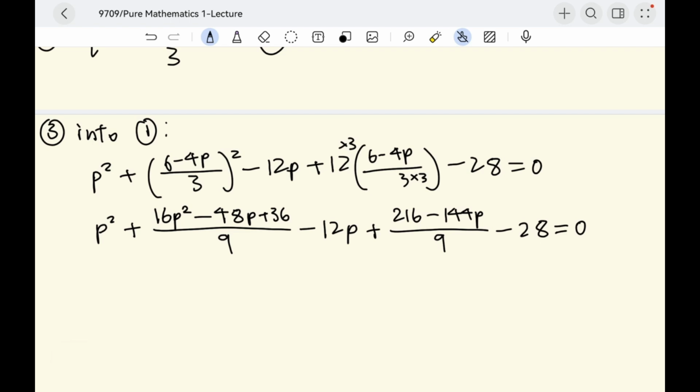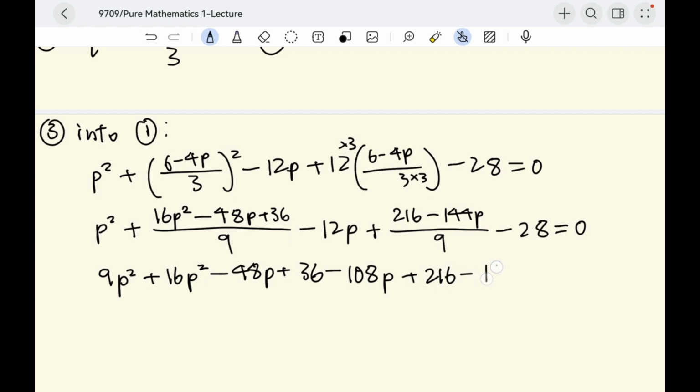So let's multiply 9 at all terms. So I have 9p squared plus 16p squared minus 48p plus 36 minus 108p plus 216 minus 144p minus 252. Okay, so I have 25p squared minus 300p. Okay, so this is what I have.